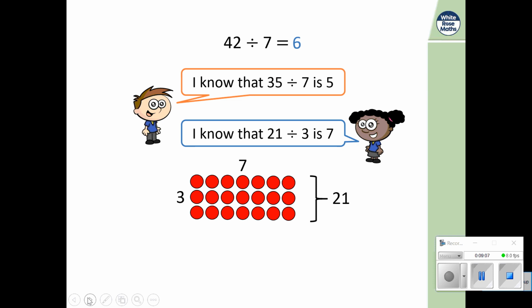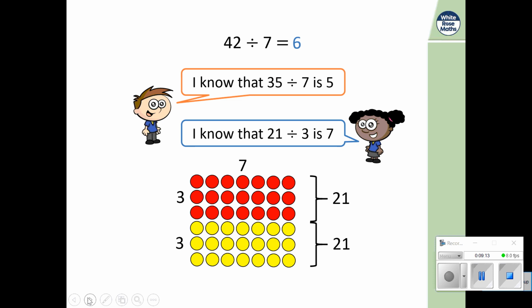So here's the array, the one that we know. 3 times 7 is 21. Here's another array. So another 3 times 7 is 21. We know that double 21 is 42. So therefore 6 times 7 is 42. So 42 divided by 7 must be 6.